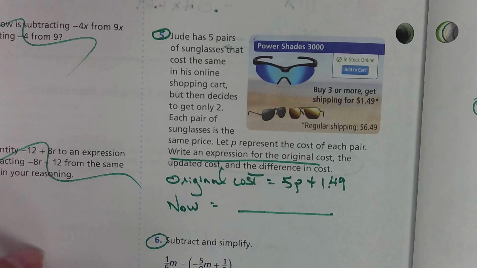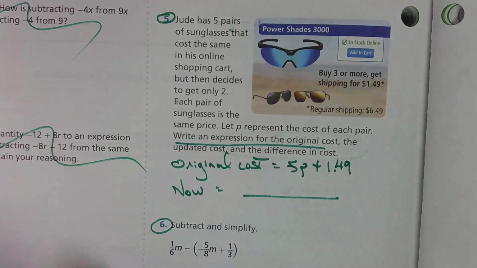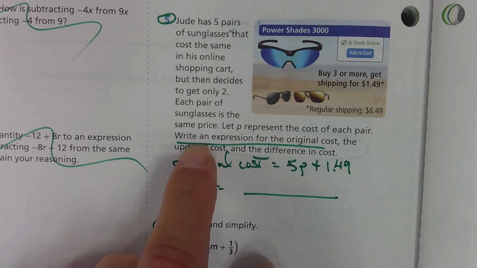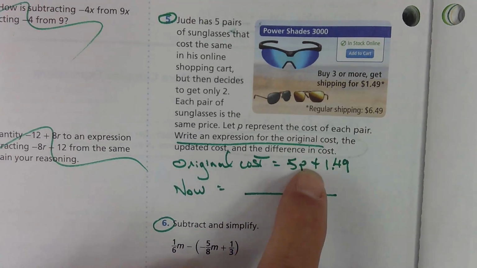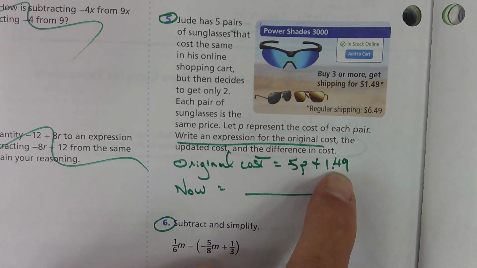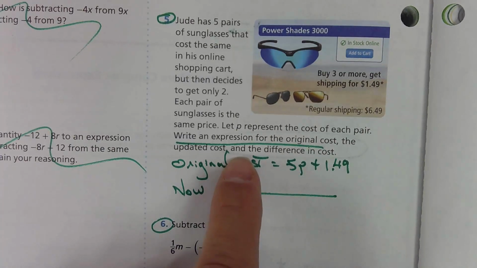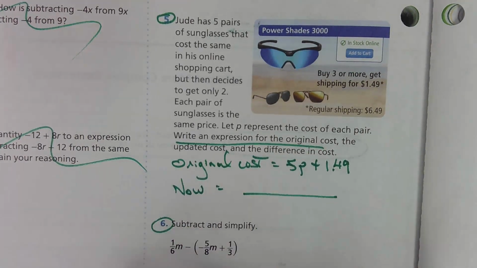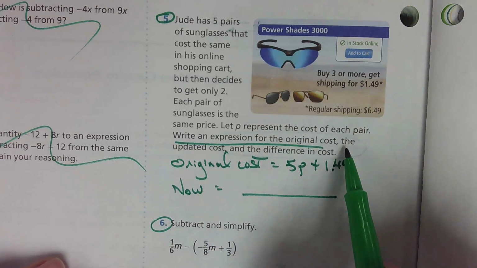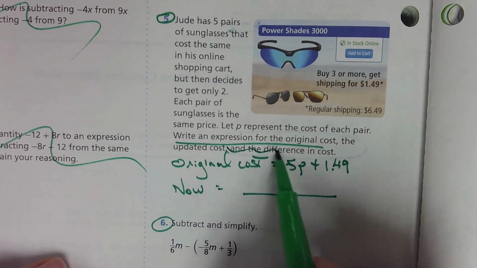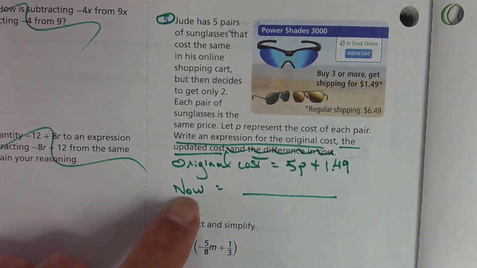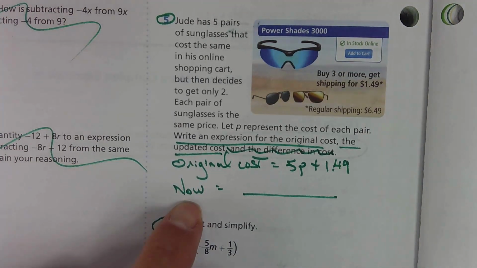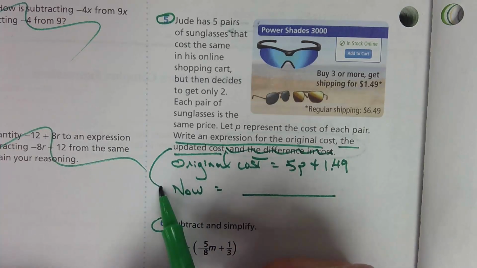Number 5 here. So I gave you the original cost. It says write an expression for the original cost. Original cost is 5p plus 1.49. And the updated cost is what I want you to do. I'm not worried about the difference. So the updated cost, or what it would be now. Now and updated is the same thing.